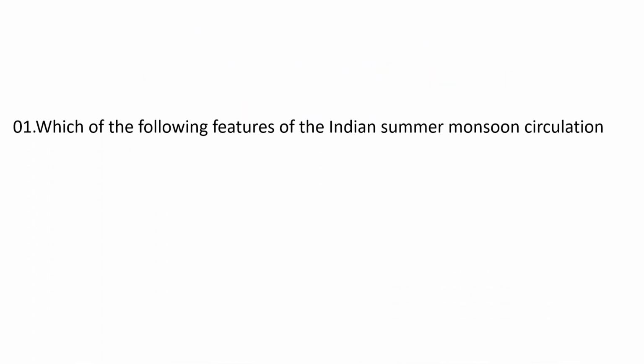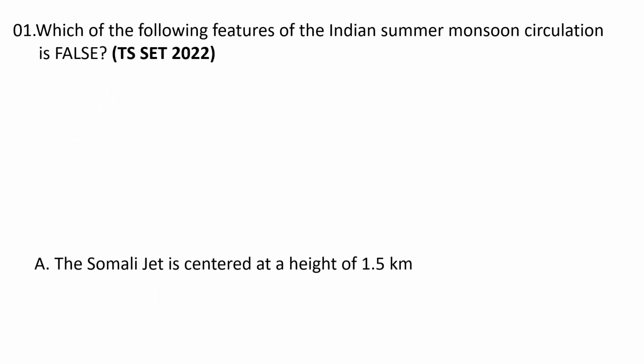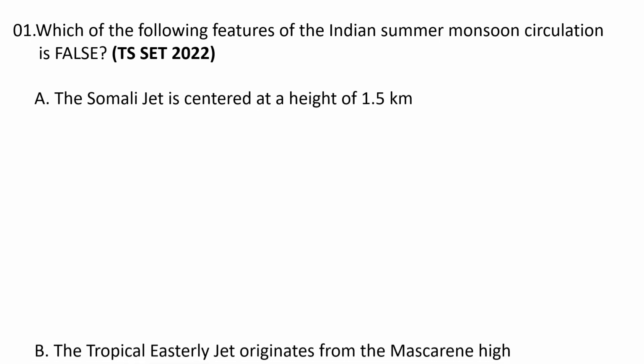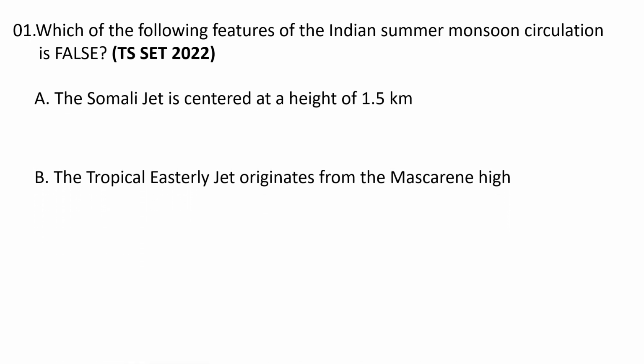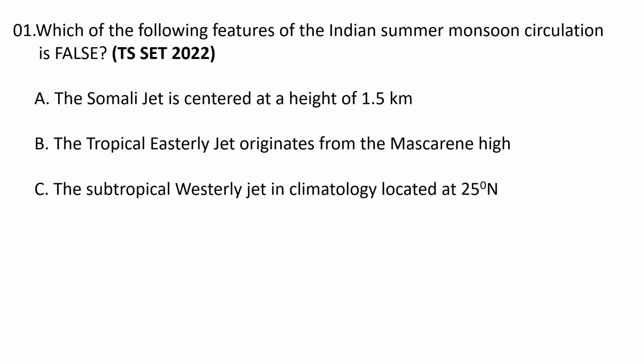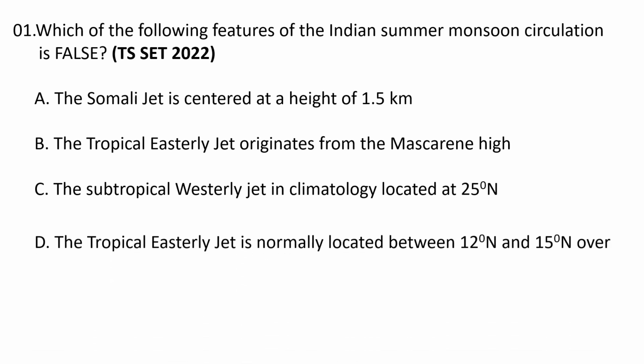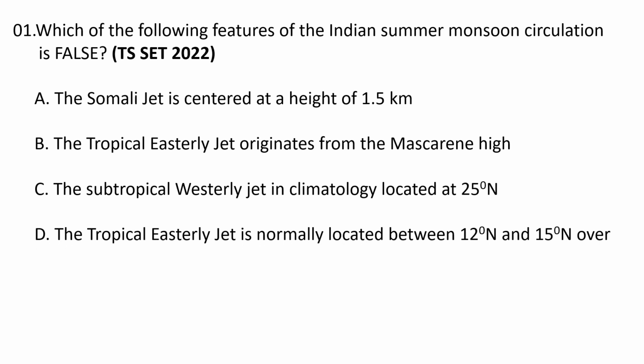First question. Which of the following features of the Indian summer monsoon circulation is false? A. The Somali jet is centered at a height of 1.5 km. B. The tropical easterly jet originates from the Mascarene High. C. The subtropical westerly jet in climatology is located at 25 degree north. And D. The tropical easterly jet is normally located between 12 degrees north and 15 degrees north over India. So we have to identify the false statement.